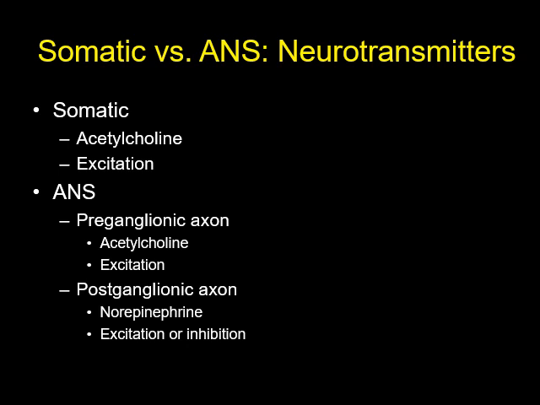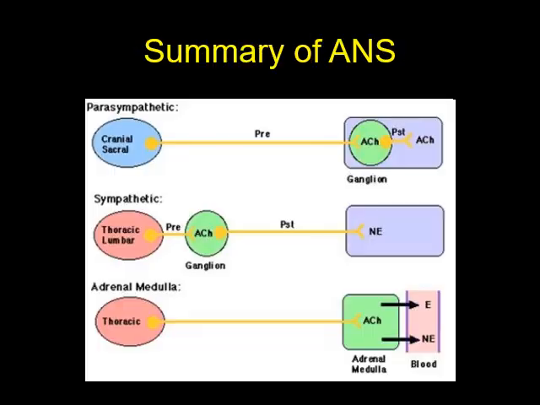In the somatic nervous system, the only neurotransmitter used is acetylcholine, and it always causes excitation of the effector, whereas in the autonomic nervous system, the preganglionic and postganglionic of the parasympathetic release acetylcholine. In the preganglionic, in both the sympathetic and parasympathetic, acetylcholine always leads to excitation of the postsynaptic or postganglionic neuron. In the parasympathetic, acetylcholine can either be excitatory or inhibitory on the effector, whereas in the sympathetic branch, the postganglionic neuron always releases norepinephrine and it's always excitatory.